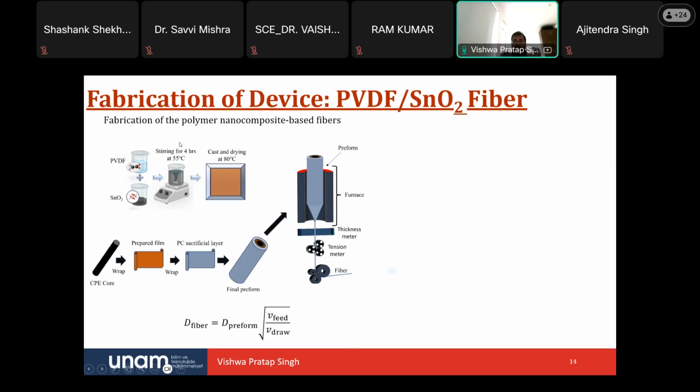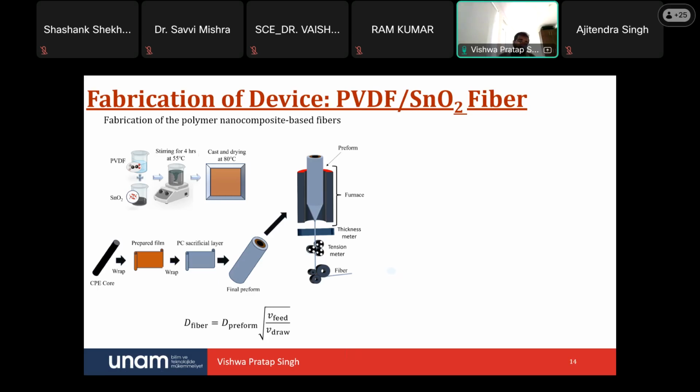Once you have the homogeneous solution, it's not really a solution, it's a mixture, because SnO2 will not dissolve in it. So it's a mixture. You get a homogeneous mixture and you pour this onto a very big petri dish. We generally have petri dishes 30 centimeters to 50 centimeters long. We pour the material over here, and it depends on how big a preform you want. According to that, you can take the weight percentage.